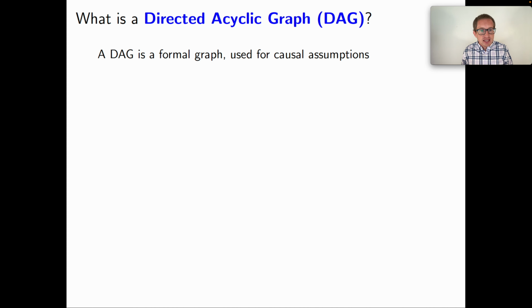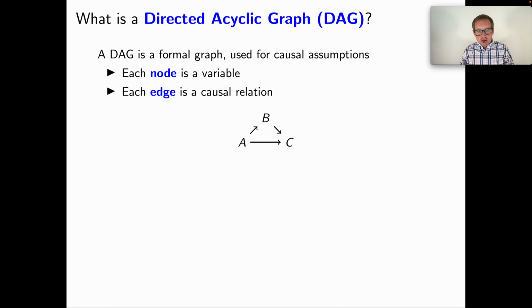So what is a directed acyclic graph? A DAG is a formal graph used for causal assumptions. In a DAG, there are nodes and edges. Each node, here A, B, and C, is a variable. For instance, A might be whether I went to college, taking the values yes or no. Each edge is a causal relation. In this case, A affects B, B affects C, and A affects C directly.